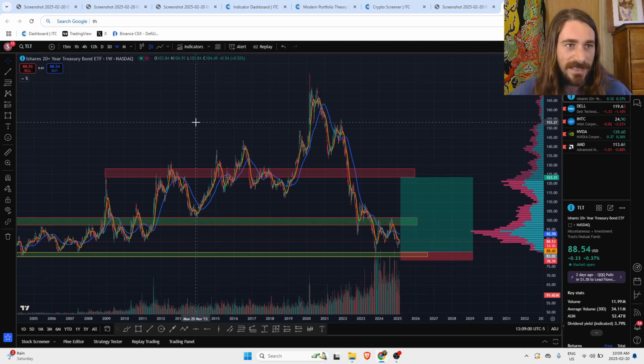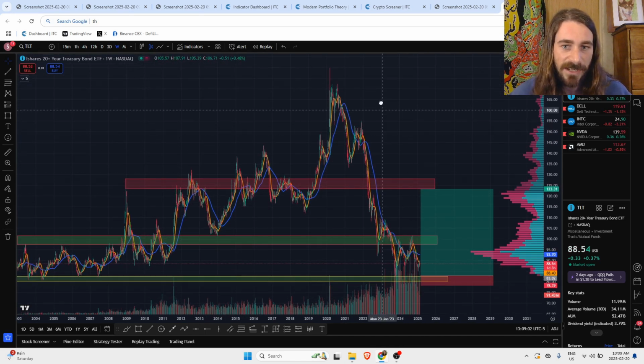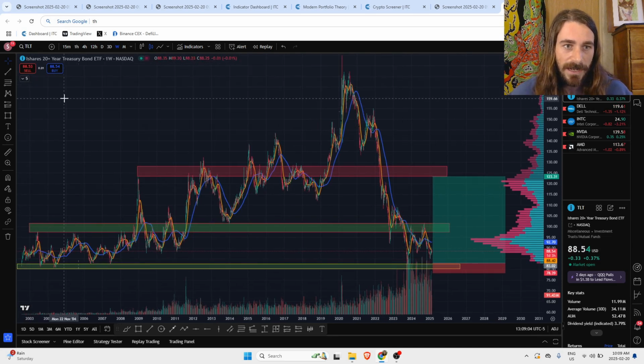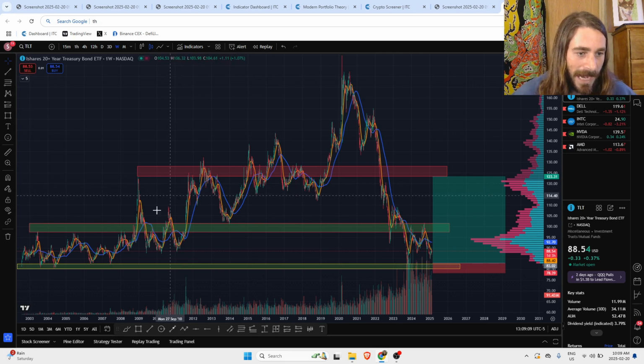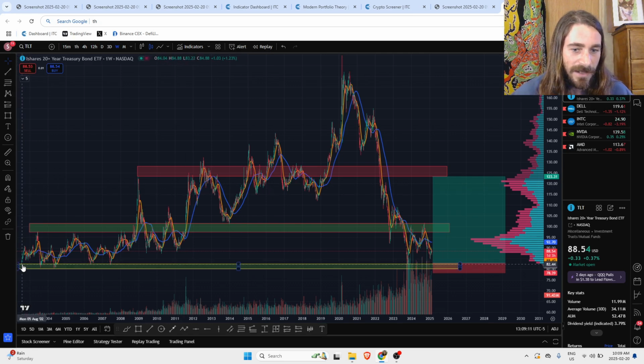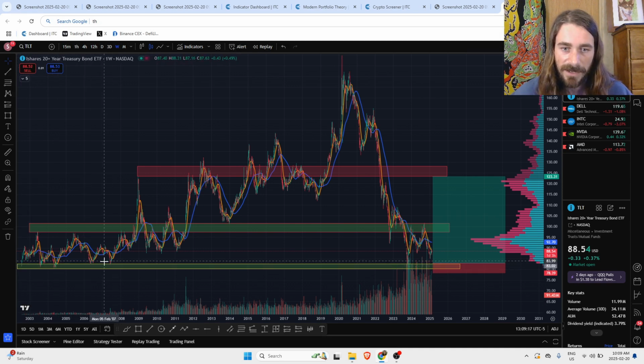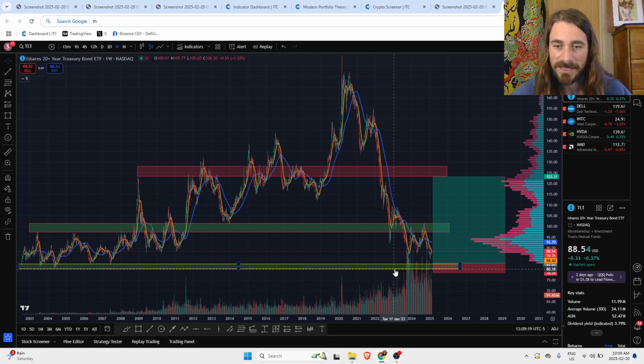So this is TLT, the 20-year treasury bond. We look at it on the very high time frame. You can see all through history back to 2002 here, we just had this horizontal support, acting as support through here, through here, through here, through here, through here, holding all the way up until over here. We came back, tagged this support. That is amazing horizontal support for TLT.